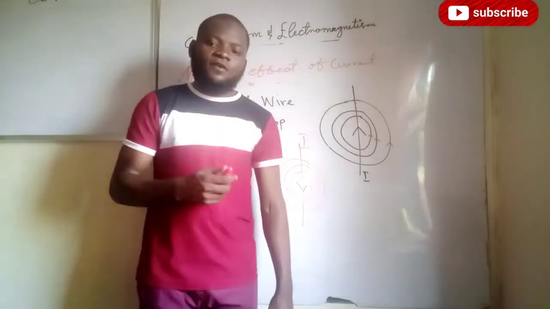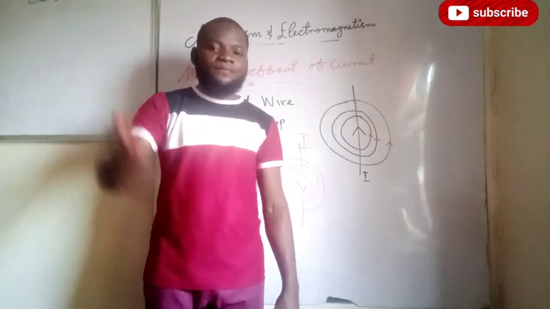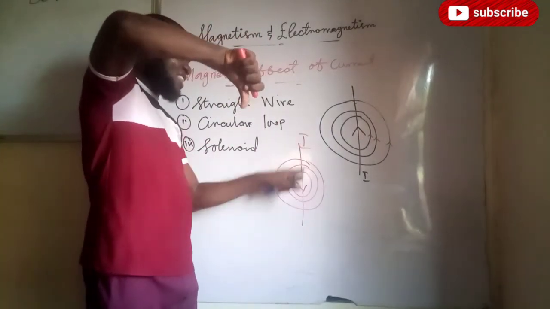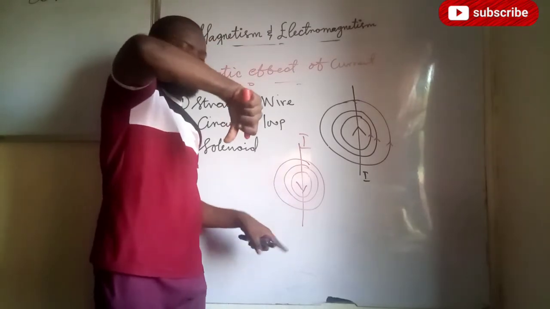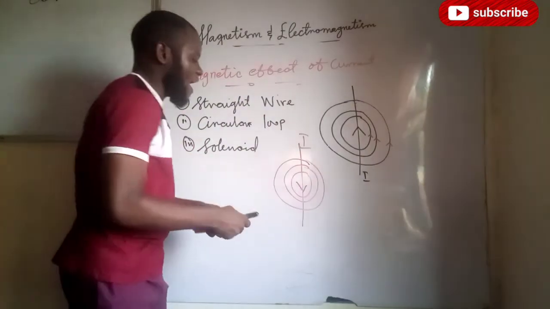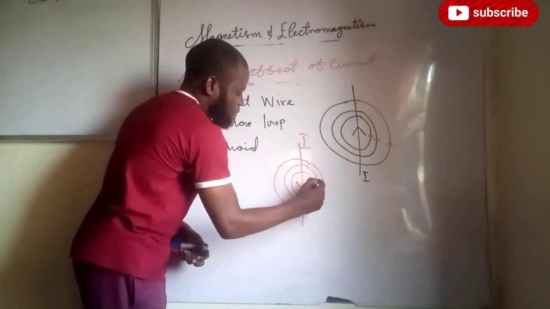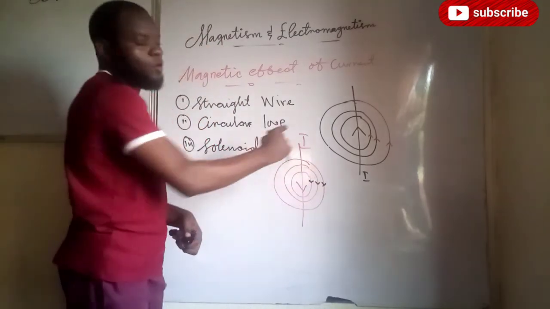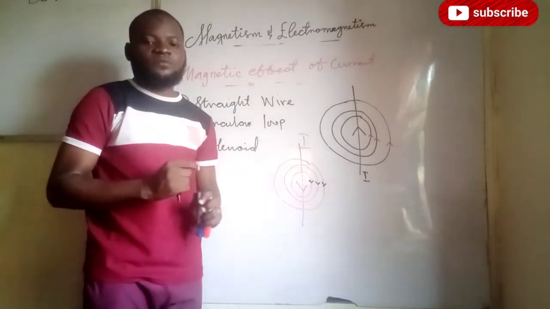You still need to apply the same rule, but this time you point your thumb downward just because the direction of the current is downward. Then you will see that my hand is going like this, so I have the field pattern to move in the direction that is clockwise. Do we understand that now?